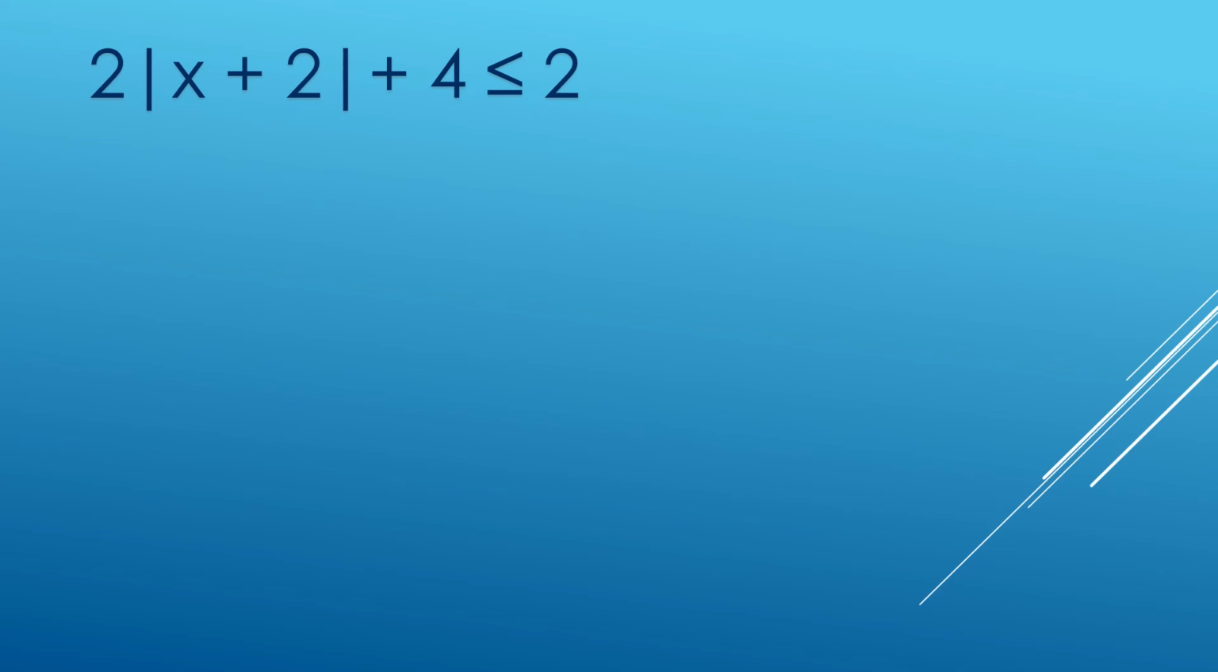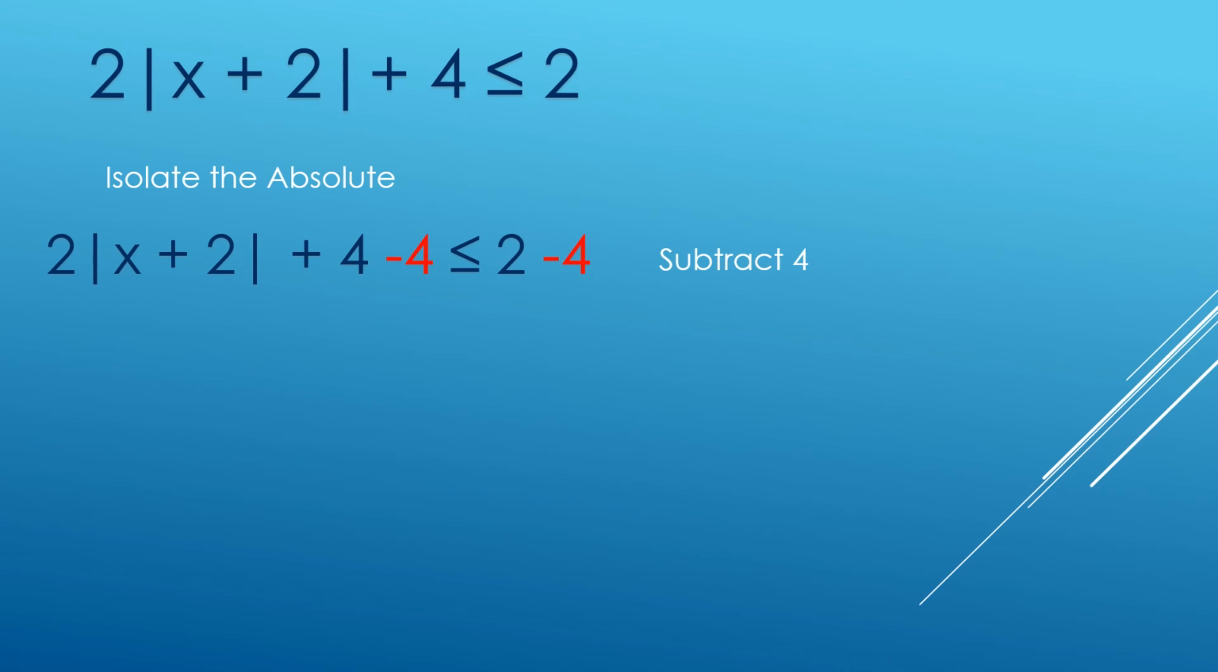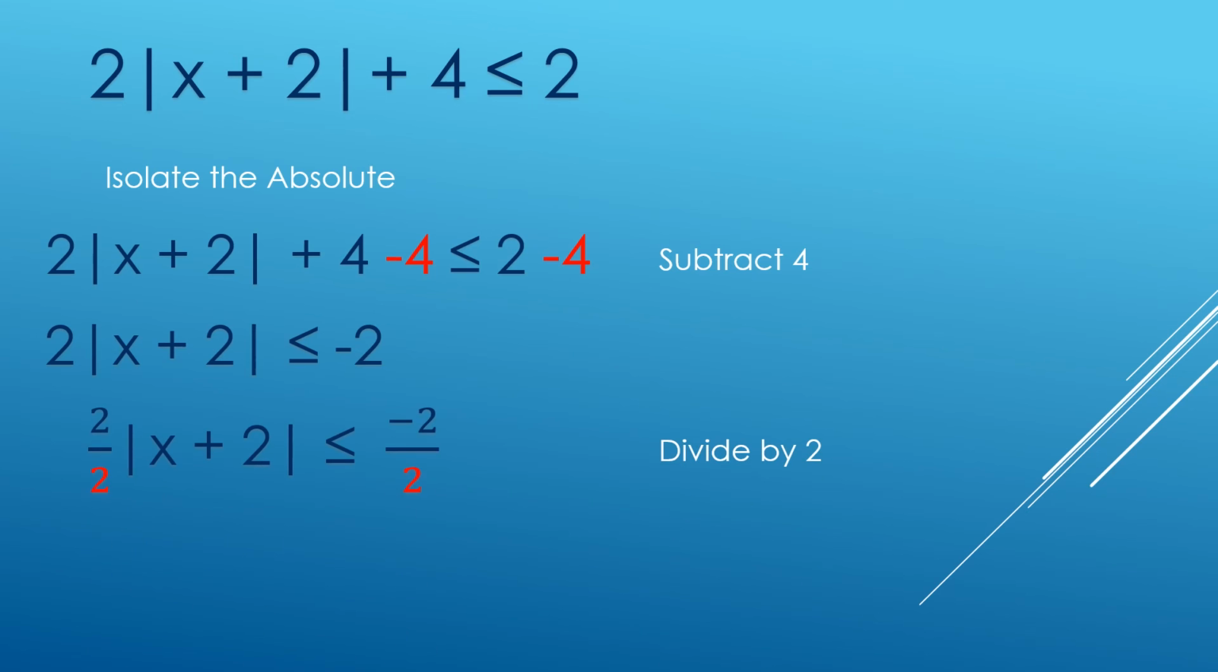Alright, let's look at this example. 2 times the absolute value of x plus 2, plus 4, is less than or equal to 2. First thing we need to do is isolate the absolute value, so we'll subtract 4 from both sides. That simplifies to 2 times the absolute value of x plus 2 less than or equal to negative 2. Now we need to divide both sides by 2. And when we do that, we get the absolute value of x plus 2 less than or equal to negative 1.